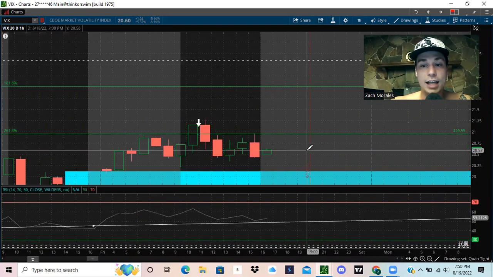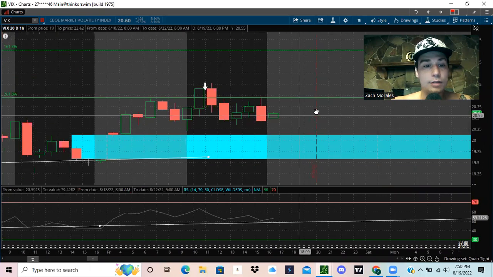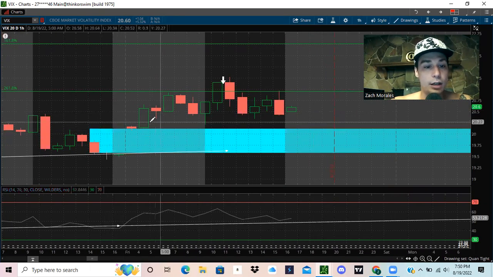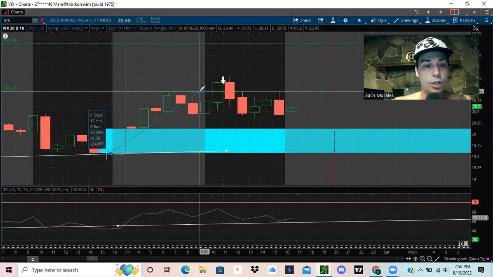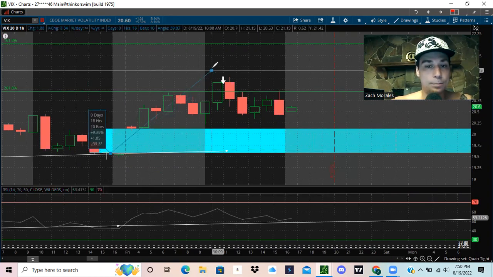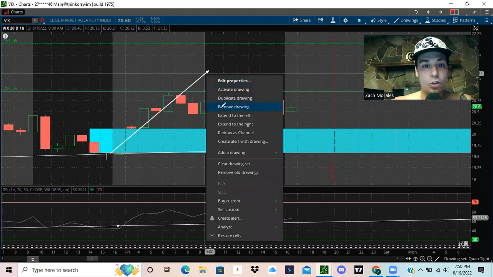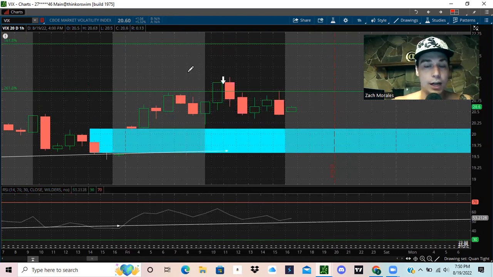If we look at today's price action, something very similar happened. We come down here, we close here yesterday, and then the VIX shoots up in the after hours. What that's done is created this gap down. These gaps down fill 90 to 95% of the time historically.